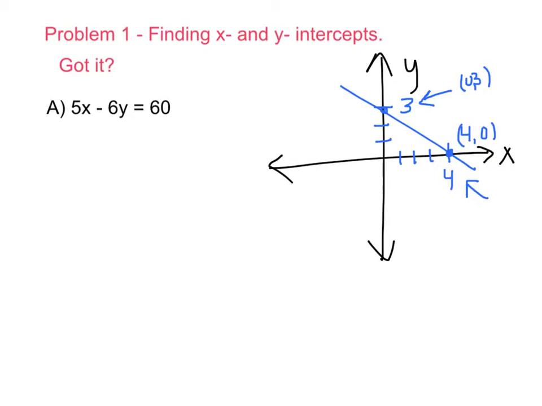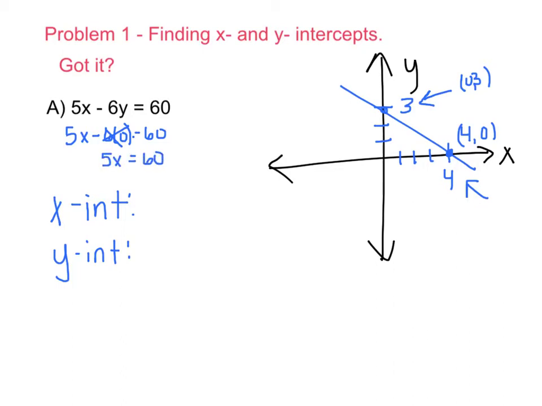So here's how easy it becomes. We have to find the x-intercept and the y-intercept. To find the x-intercept, we're going to plug in 0 for y. So you get this, 5x minus 6 times 0 equals 60. This just cancels. 0 times anything is 0. So you get 5x equals 60. Divide by 5. You get x equals 12. Therefore, your x-intercept is 12.